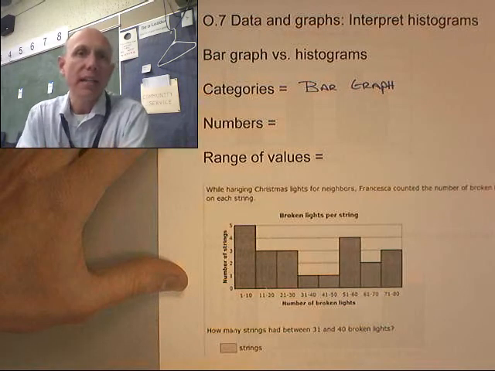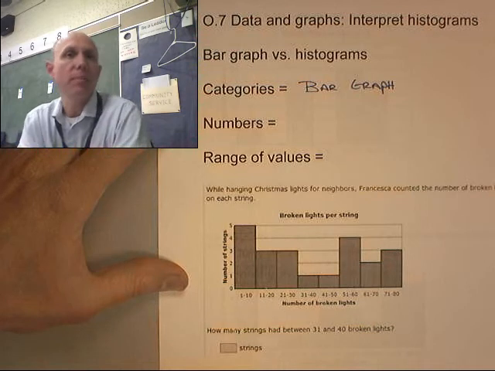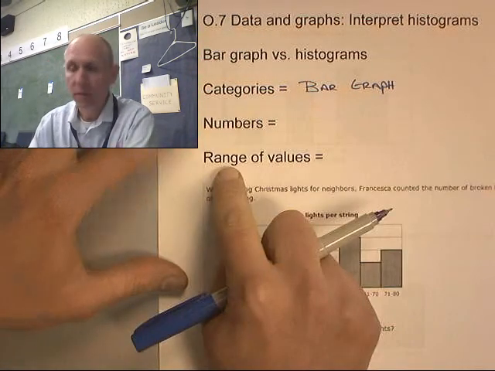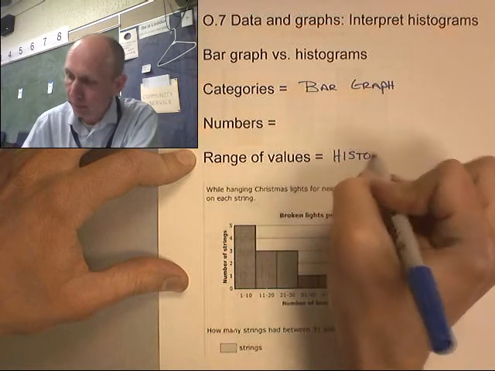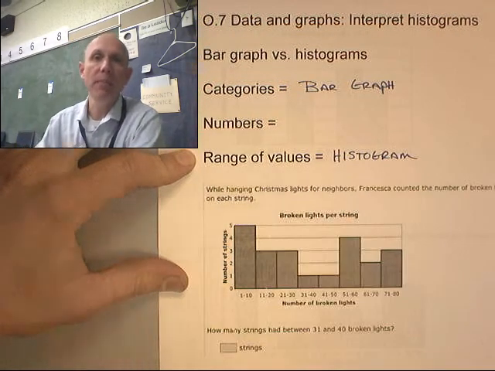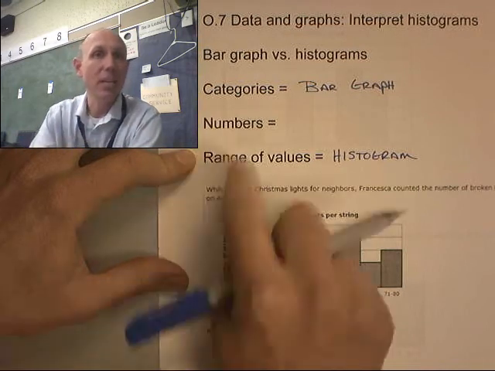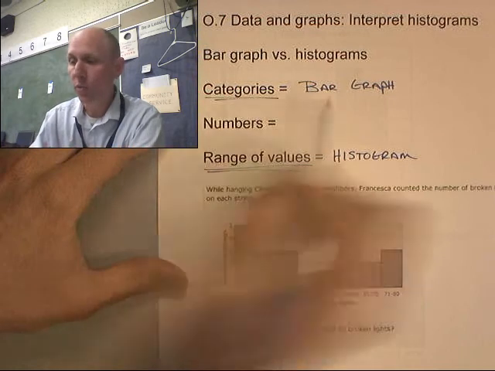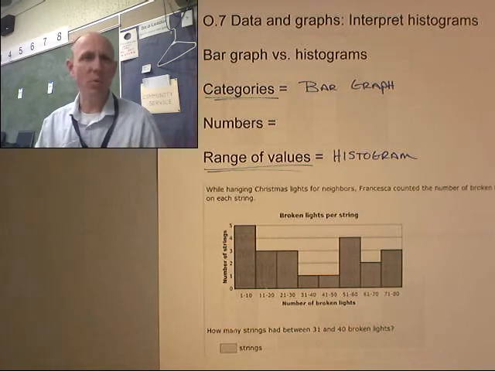So if I'm looking at flavors of ice cream or types of cars, that's a bar graph. But when I'm looking at a range of values, that's a histogram. If I'm looking at how many people are between 0 and 5 years old, and then 6 to 10 years old, that's a histogram. So when I'm looking at ranges of values, I'm looking at histograms. When I'm looking at categories, I'm looking at bar graphs. A histogram isn't going to have categories in it.